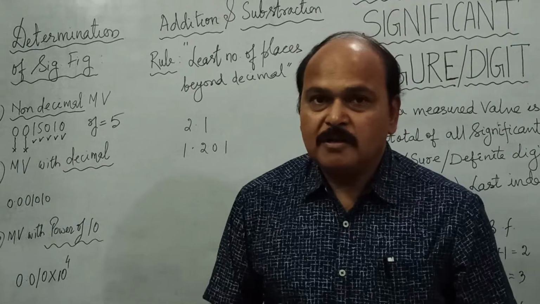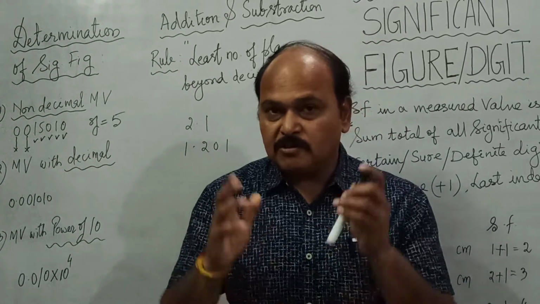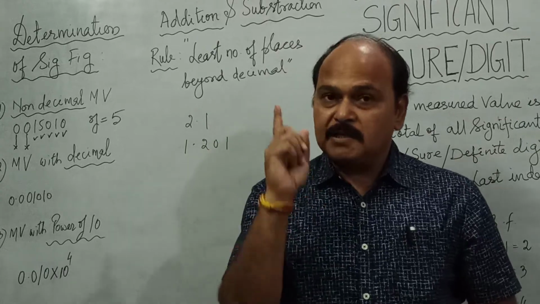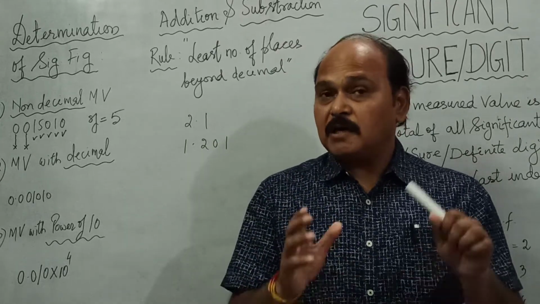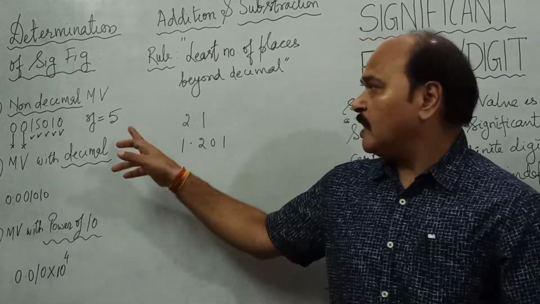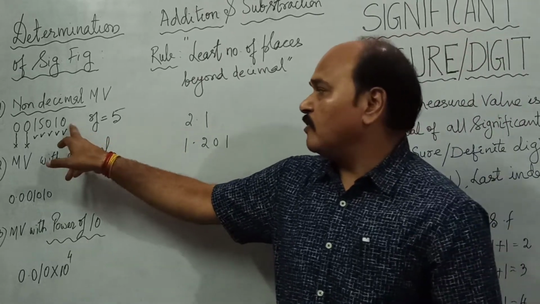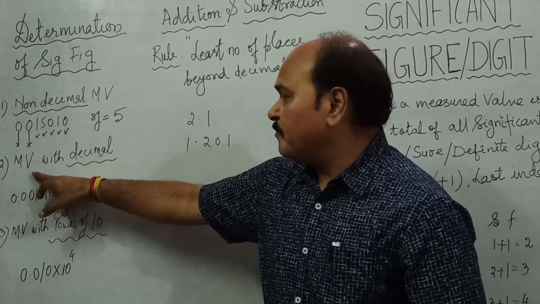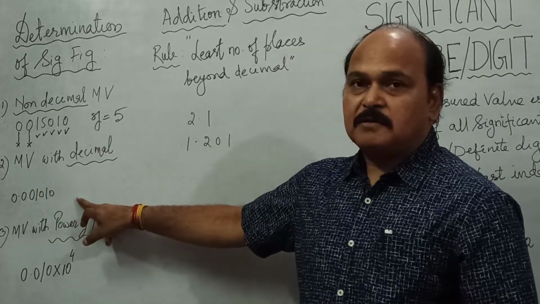So what is the rule? If a measured value does not involve any decimal, then all zeros which are there before any non-zero digit are not significant. The rest all digits are significant. So just count them and write down the significant figure as what? 1, 2, 3, 4, 5. The second example. We have a measured value with decimal.